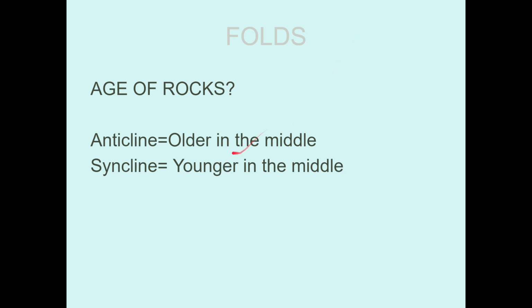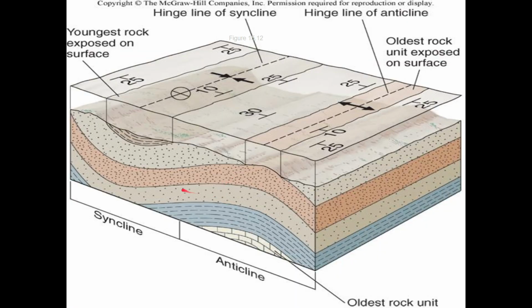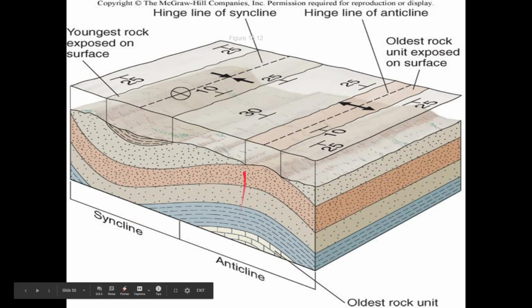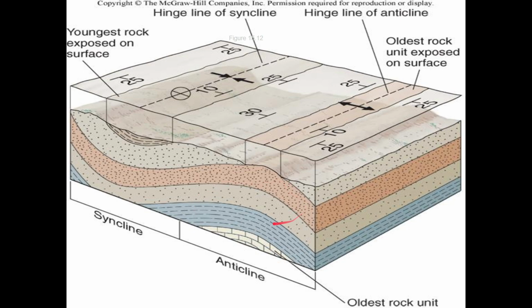So what about the age of the rocks? Well, in an anticline, the rocks in the middle are older. In a syncline, it's the opposite. The rocks in the middle are younger. Let's look at that. So we have a syncline. The rocks in the middle are younger, right? Because they're sitting on top of these other ones. Versus an anticline, where you've eroded away these upper layers, the rocks in the middle are older.